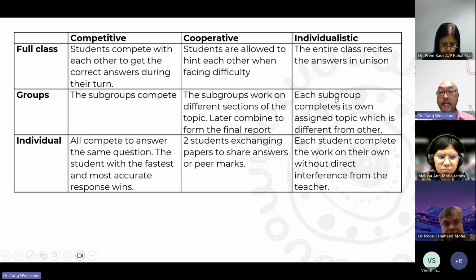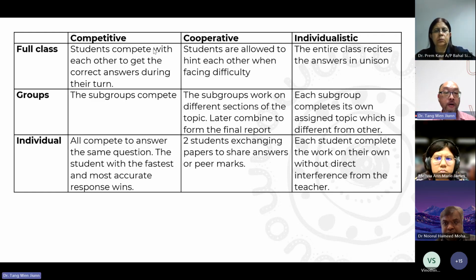And lastly, for individualistic but in groups, over here each subgroup completes its own assigned topic, which is different from each other. So let's say you have 5 topics, each group does one topic, but they are all not related.